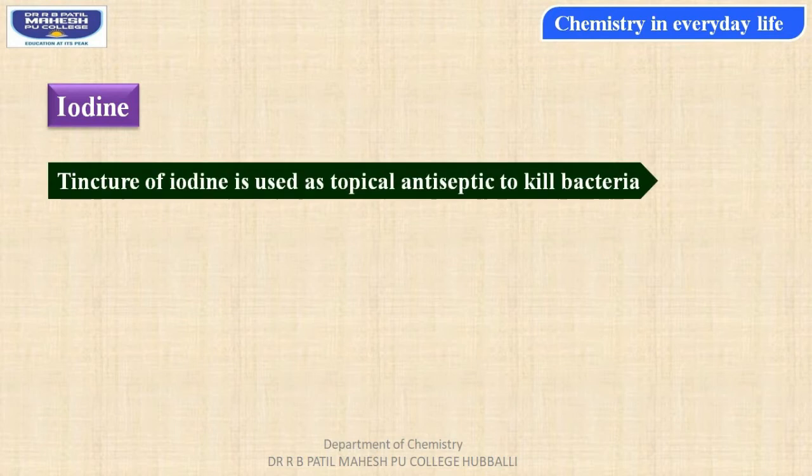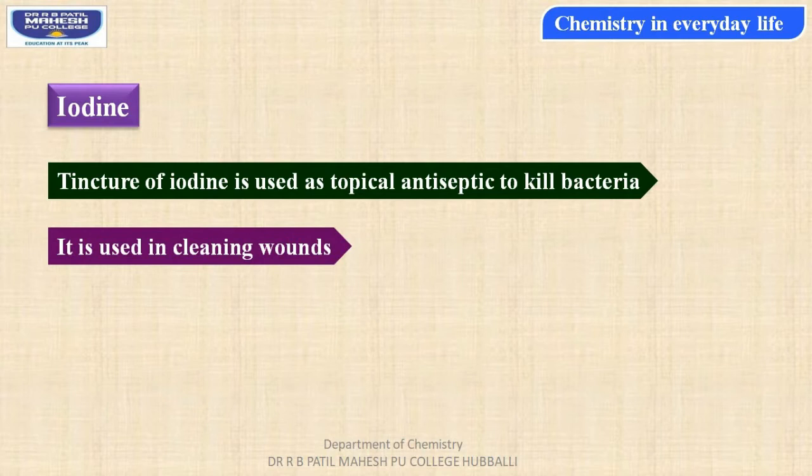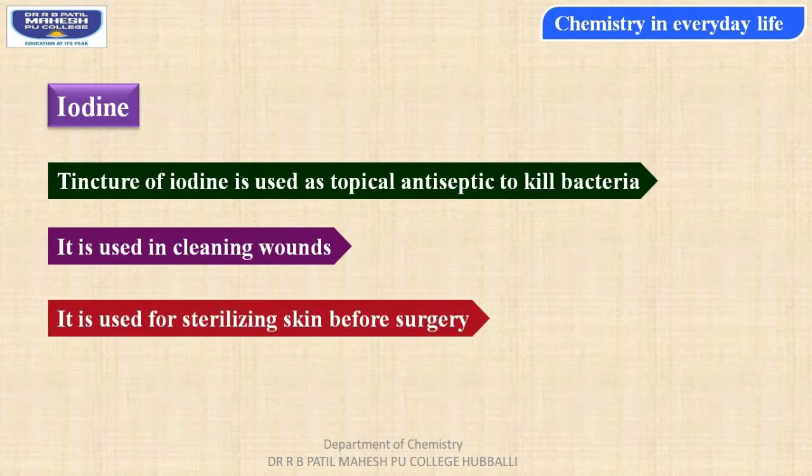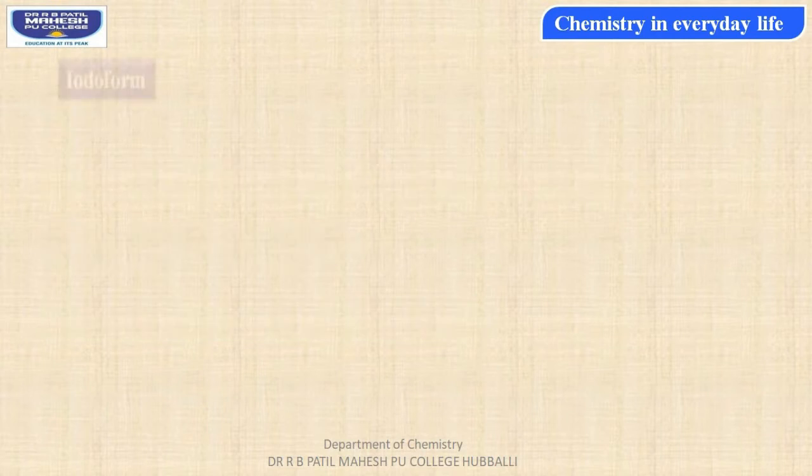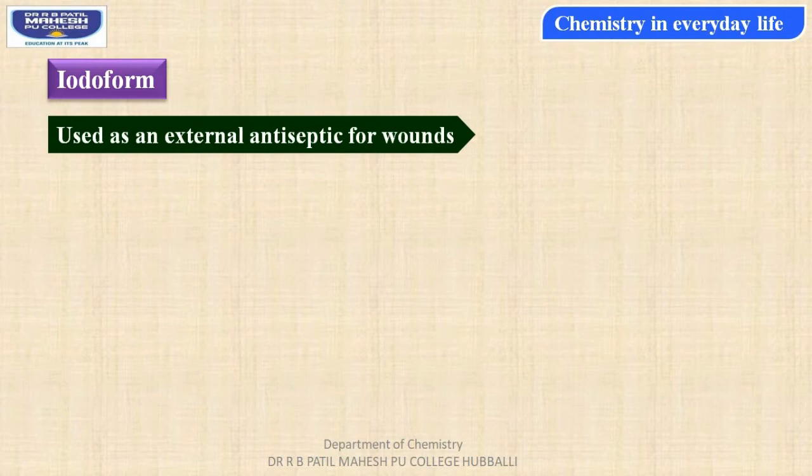And the next one is iodine. Tincture of iodine is used as a topical antiseptic to kill bacteria. It is used in cleansing of wounds. The injured parts of our body can be cleaned by addition of iodine. Even students, iodine is used for sterilizing skin before any surgery. And the next one is iodoform, which is used as an external antiseptic for wounds or else injured body parts.